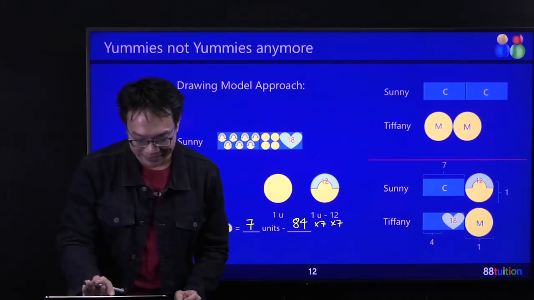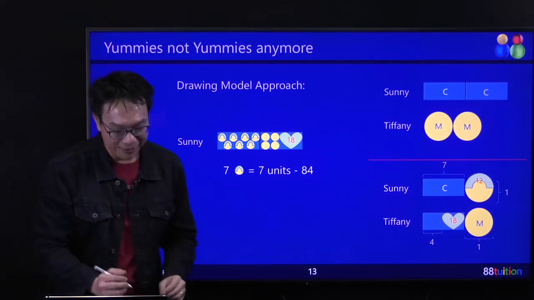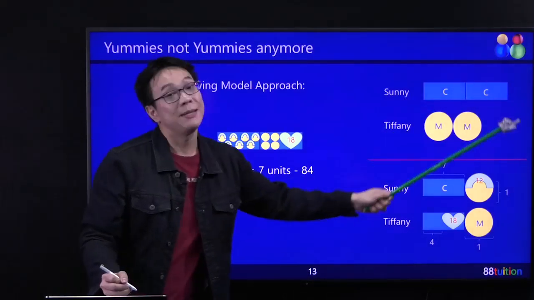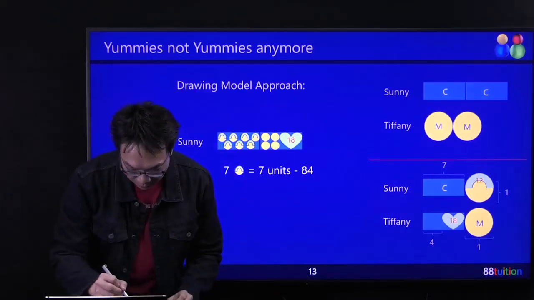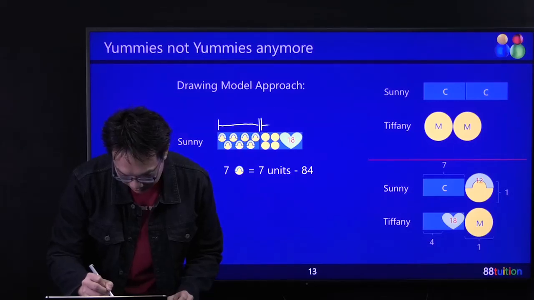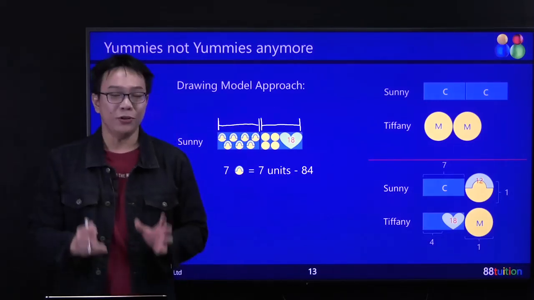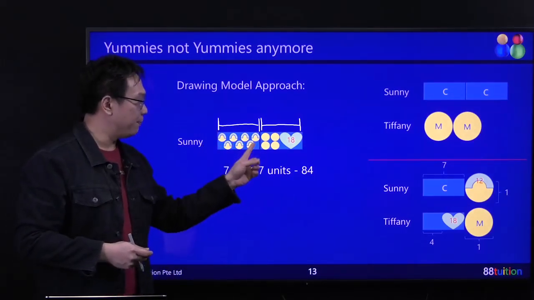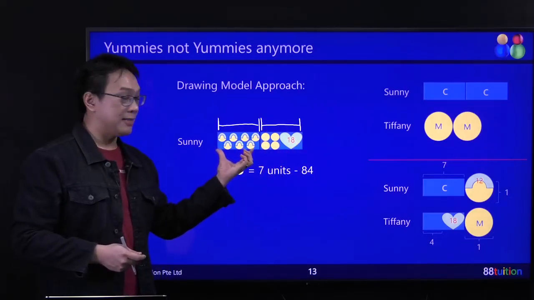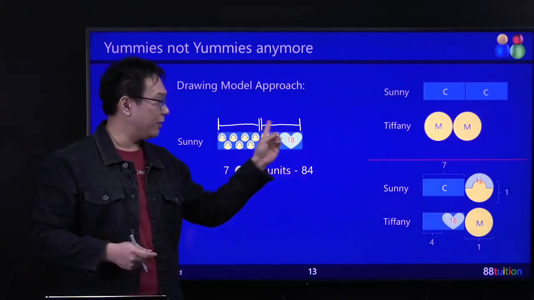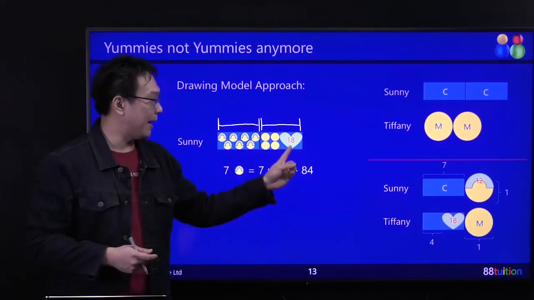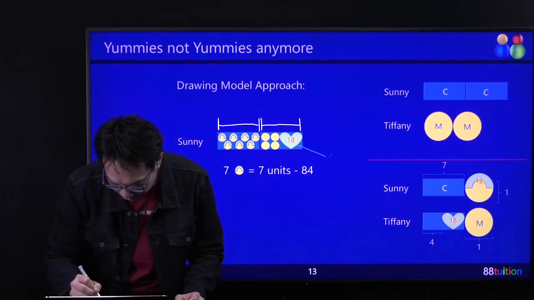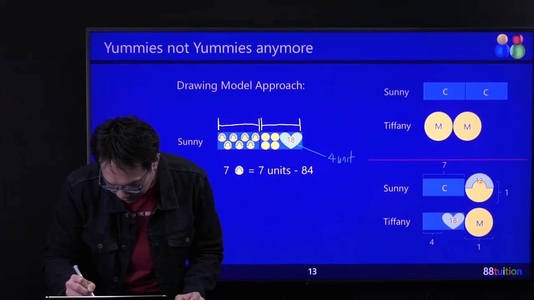What's so important? Here comes the ultimate clue. Can you see that this portion here and this portion here are of the same what? Same size. They are of the same size. So if they are the same size, it means what? They are equal. Yes, that's the reason why this is important, the connection. So here got 7 Pokeballs, which is 7 units minus 84. And down here can be written as 4 units plus 18.